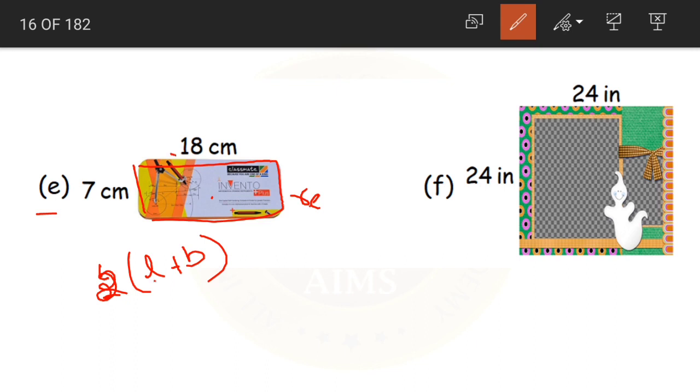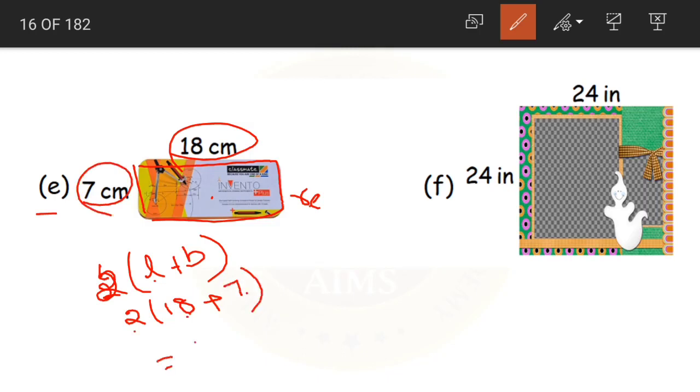Now what is the length here? Length is the bigger side, that is 18 centimeters, plus what is the breadth? It is the shorter side, that is 7. 2 into (18 plus 7).